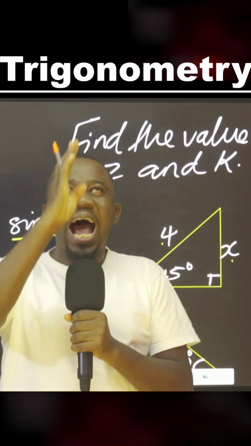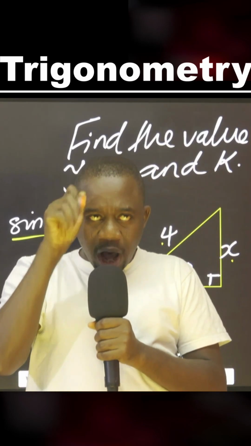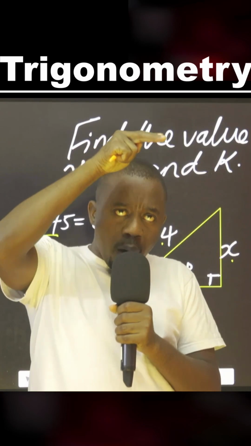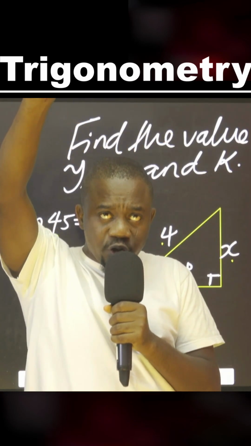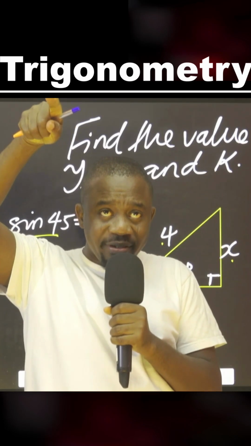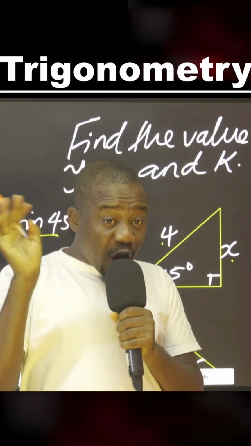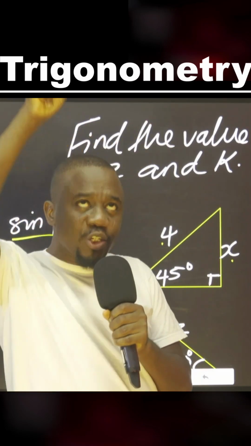If you can't remember, have the picture. Remember, if you draw it like this, you have one here, you have one here, you have square root of 2 here. Okay? 45, that is opposite over hypotenuse, 1 over the square root of 2. If you rationalize, you have what? The square root of 2 over 2. Even though you don't want to rationalize, just remember it is 1 over square root of 2.